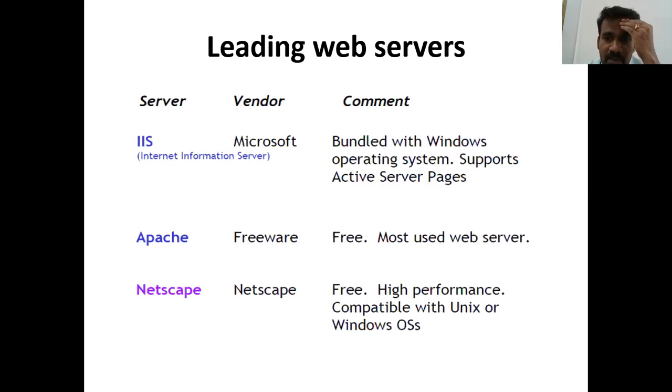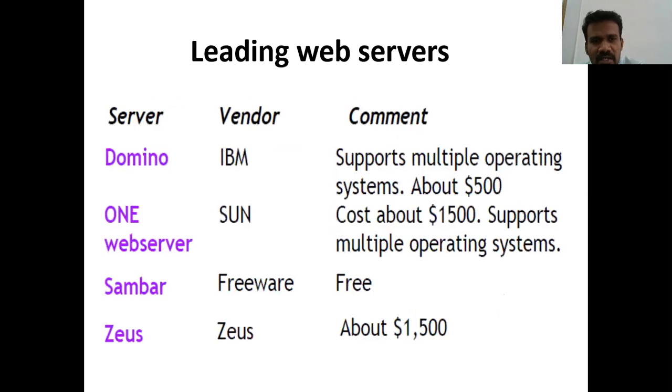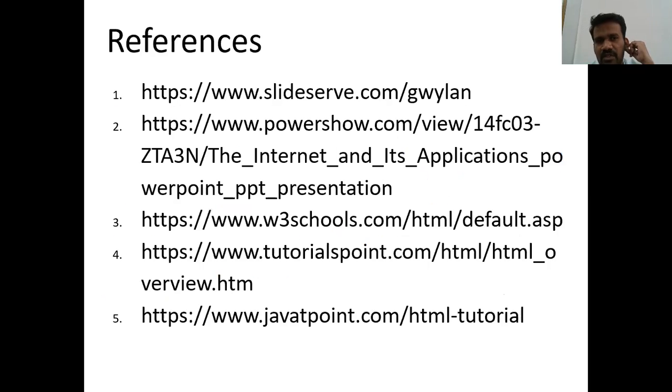It supports ASP, that is Active Server Pages, Apache, Netscape. These are all freewares which are available freely. Okay, it's compatible with Unix and Windows OS for Netscape. Usually most of the servers are using Apache. Domino, IBM are also used. Another web server is from Sun Microsystems. Samba is a freeware, Zeus is a freeware. So Zeus is costing, okay. Domino and IBM are also costing. It is not free software. Samba is free software.